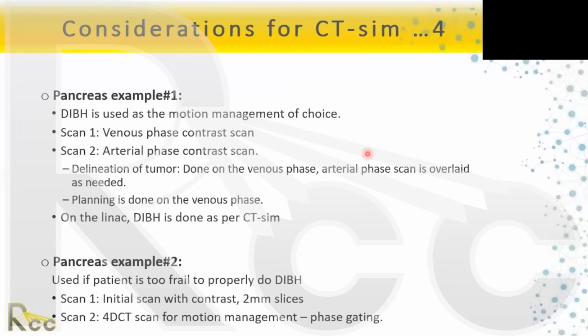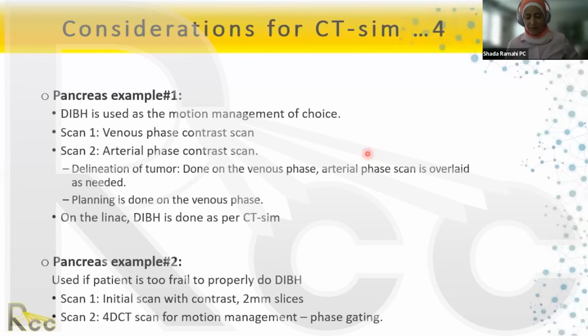Right. So the other option, and Ben can maybe discuss this because he does it in his institution, is that if they cannot do a DIBH scan, if the patient is too frail and cannot hold their breath, then they do 2 scans: an initial scan with contrast, with very thin slices, 2 millimeter slices, and then a 4D CT scan for motion management. Part of motion management is phase gating because the patient cannot do the DIBH. Is this correct, Ben? Yes.